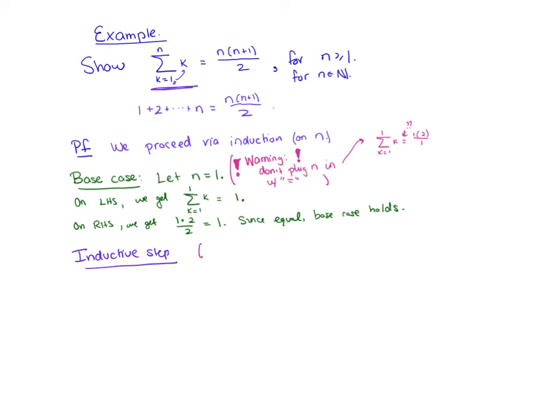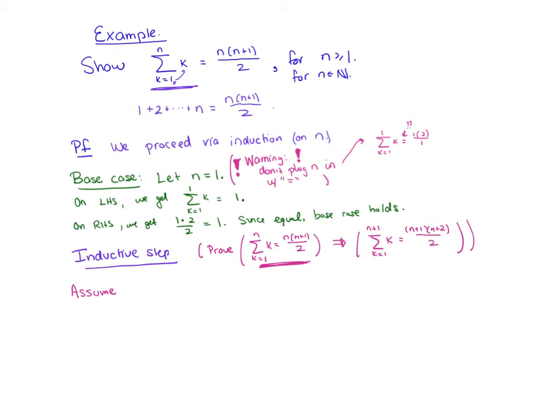So what am I going to do here? I'm going to prove that the sum from k equals 1 to n of k equaling n times n plus 1 over 2 implies that the sum from k equals 1 to n plus 1 of k equals n plus 1, n plus 2 over 2. So I need to try to prove this implication here. So to prove an implication, I'm going to assume the if.